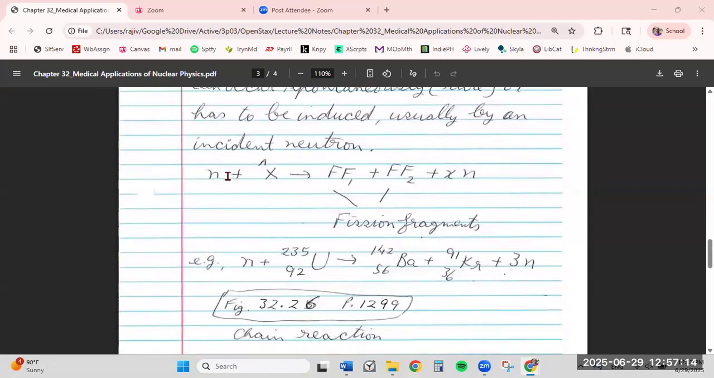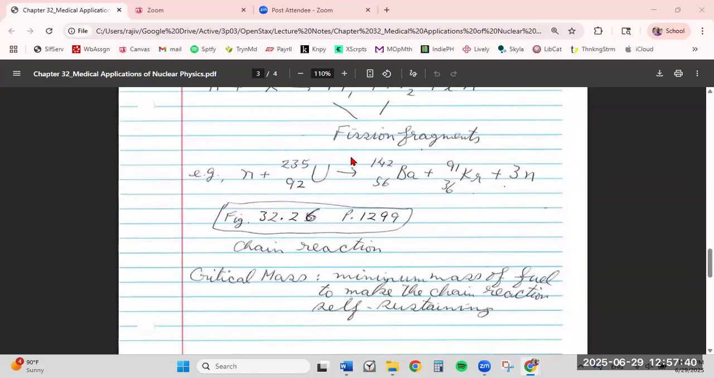Here's a typical reaction. You have the neutron combining with the nucleus, and then it's forming fission fragments, so breaking up into these two pieces. And then a certain number of neutrons are also released in the process. So for example, if you hit a uranium-235 nucleus with a neutron, it breaks up into barium-142 and krypton-91, plus 3 neutrons are also released in the process.